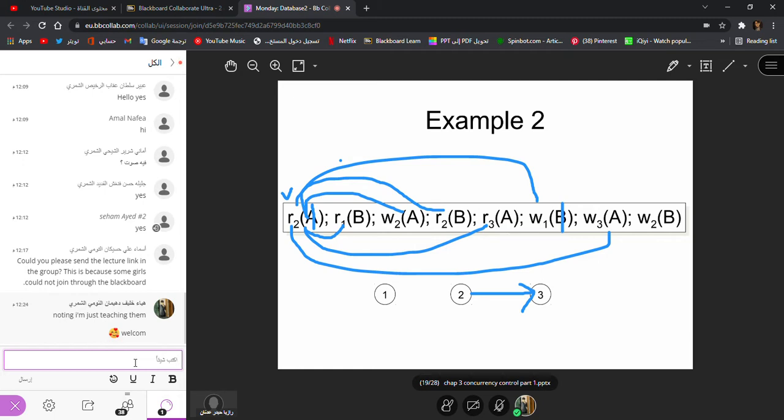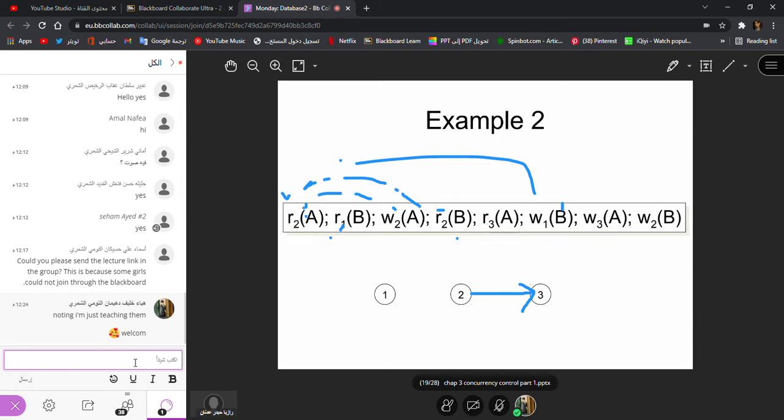And the last one is this R2 to A, W2 to B. So this is not a conflict. Okay, so this is done. Now I will do the rest of them. Anyway, this one is finished. We will not check it again, because this one is checked with all of them.